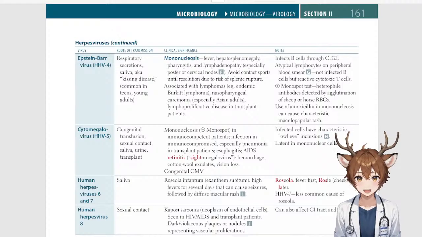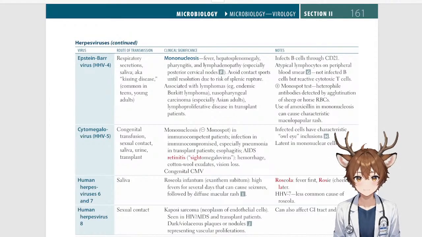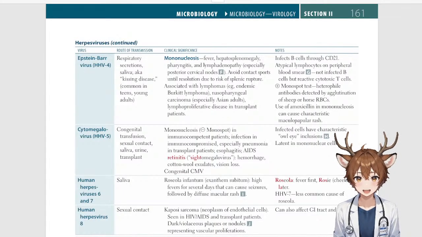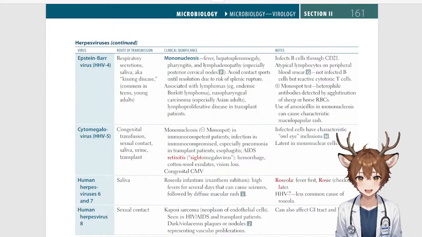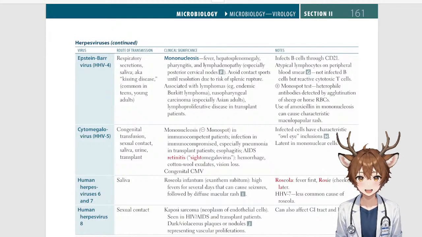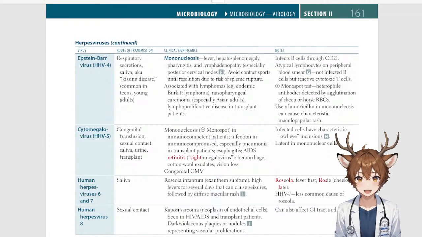What about human herpesvirus 6 and 7? Spread by saliva, it causes roseola infantum, exanthem subitum: high fevers for several days that can cause seizures, followed by a diffuse macular rash that starts on the trunk, then spreads to the extremities. Usually seen in children less than 2 years of age. Roseola: fever first, rosy rash later, a self-limited illness. HHV7 is the most common cause of roseola.